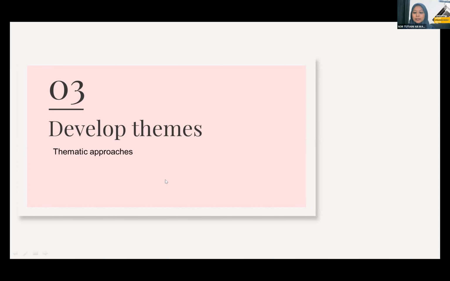Alright, so the one that I will highlight in this slide is the thematic approach, because its name is about developing themes. So the approach we use is the thematic approach. We don't use chronological, theoretical, or methodological. We use the thematic approach.